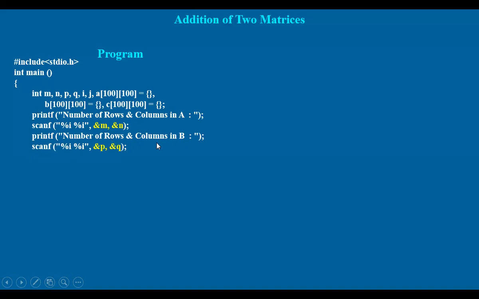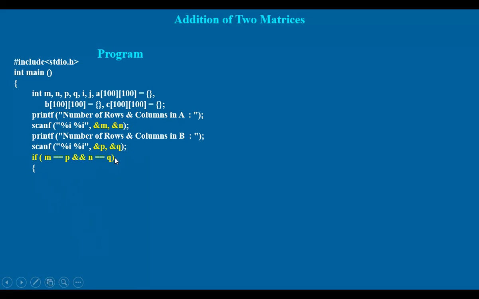Once the number of rows and columns of both the matrices are known, let us check the condition on the rows in the first matrix and the rows in the second matrix. M and P must be the same, right? And N and Q, the columns in both the matrices, must be the same. Then only it should proceed. Then only it should come into this bracket, into this loop.